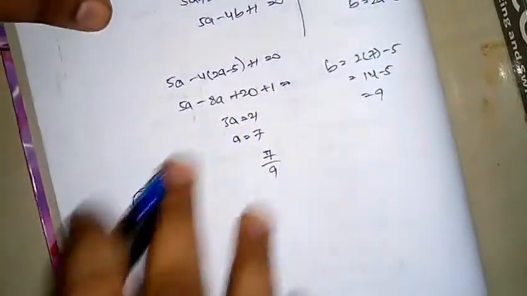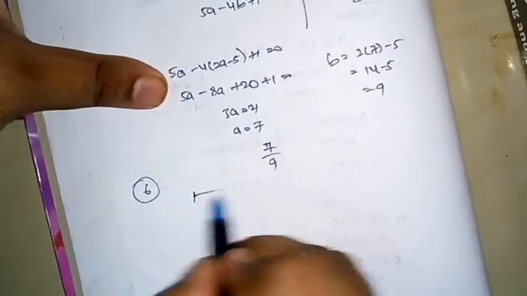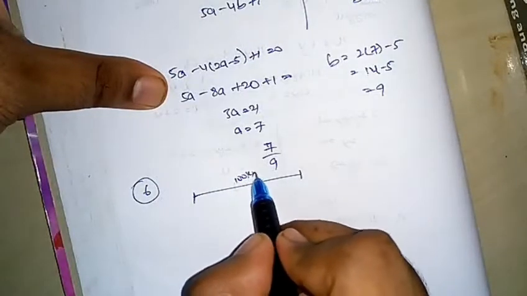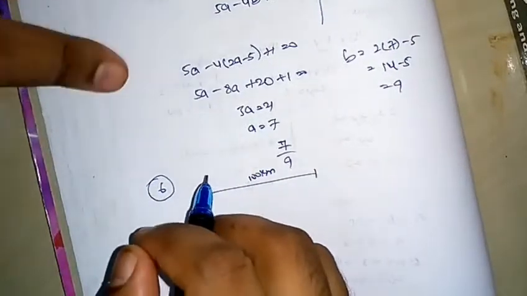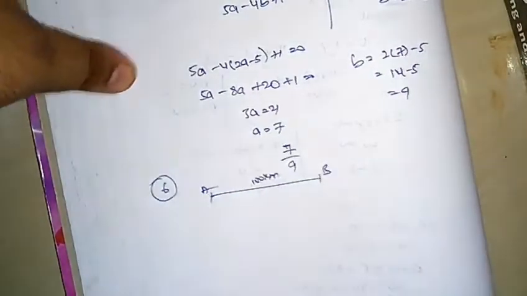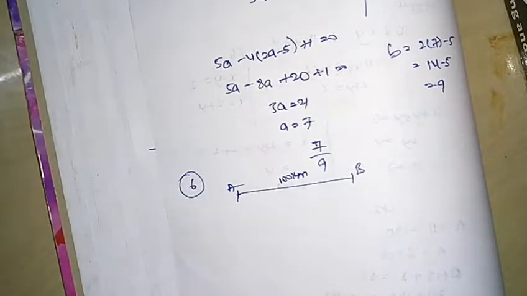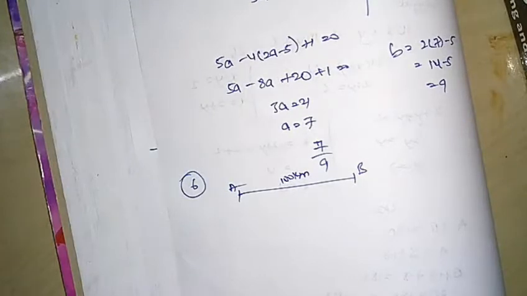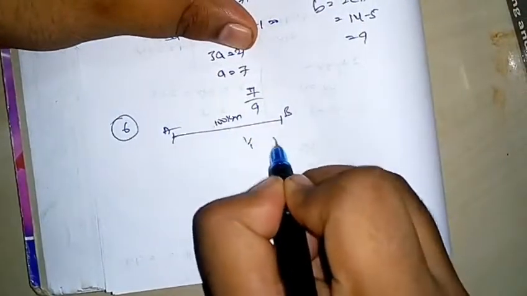Next question. Places A and B are 100 kilometers apart on the highway. So 100 kilometers apart. One car starts from A and one car starts from B. Let this be A and B. Let's say at the same time at different speeds. If the cars travel in the same direction, they meet in 5 hours. If the cars travel towards each other, they meet in 1 hour. So let the speeds be v1 and v2.